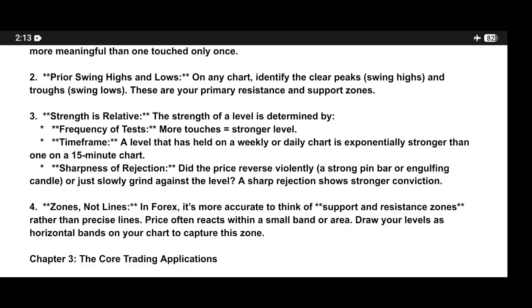So number 4 is zones and not lines. In Forex, it is more accurate to think of support and resistance as a zone rather than a precise line. The best way to think of support and resistance is as a zone, because prices often react within a small band or area. Draw your level as a horizontal band on your chart to capture this zone.